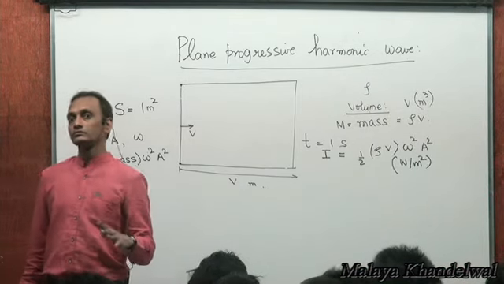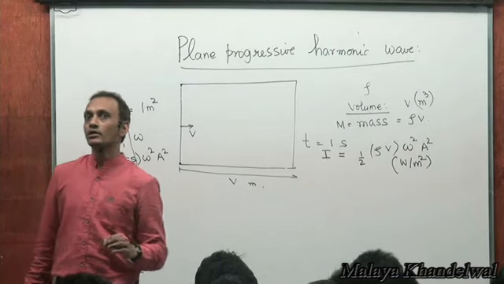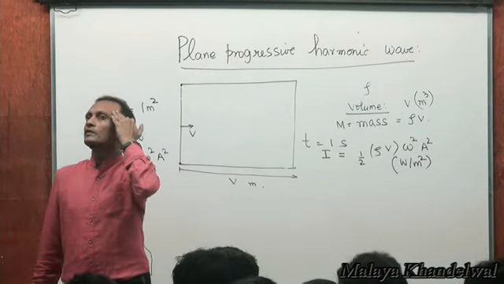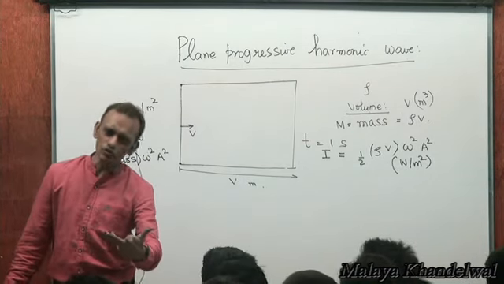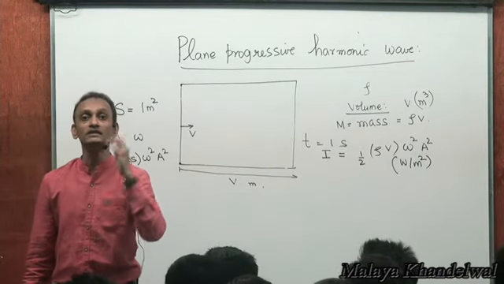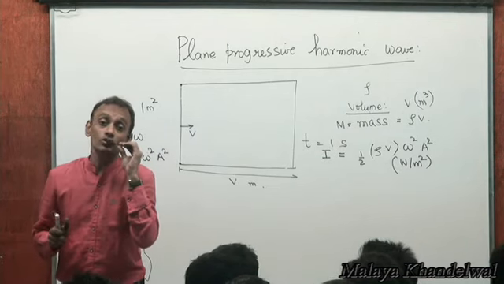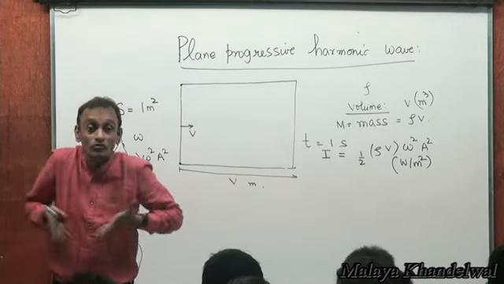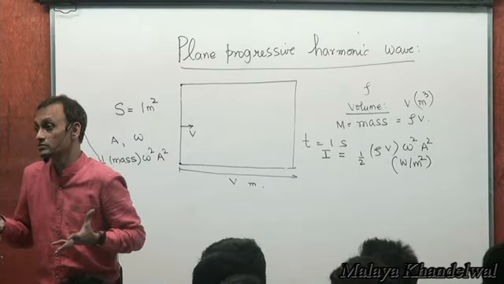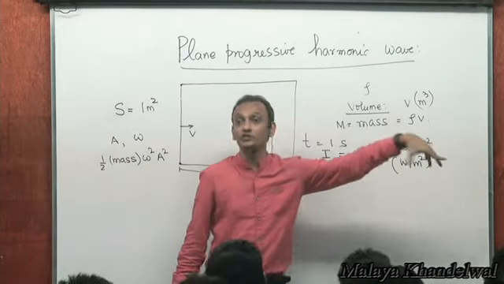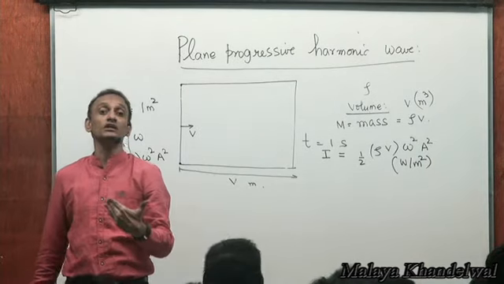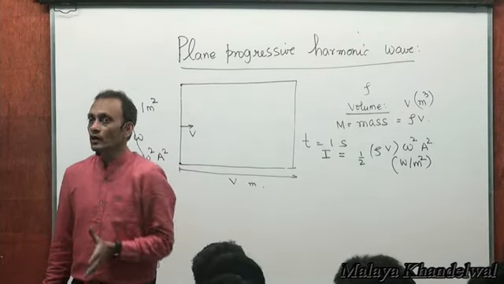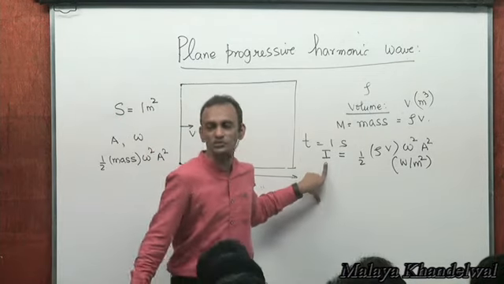Now, in case of longitudinal waves, sound waves are longitudinal waves. For longitudinal waves, the unit of intensity is not watts per meter squared. I mean, it can be used as watts per meter squared, but the practical unit of intensity in acoustics, that means sound engineering, is decibels. Mathematically, intensity is calculated in watts per meter squared, but a practical unit of intensity for sound waves, for longitudinal waves, is decibels.